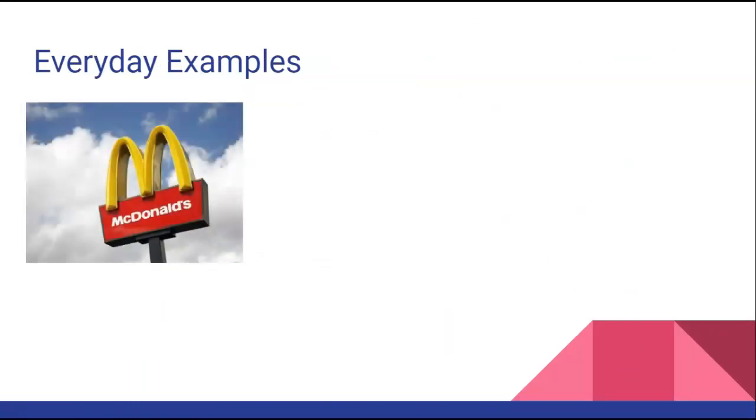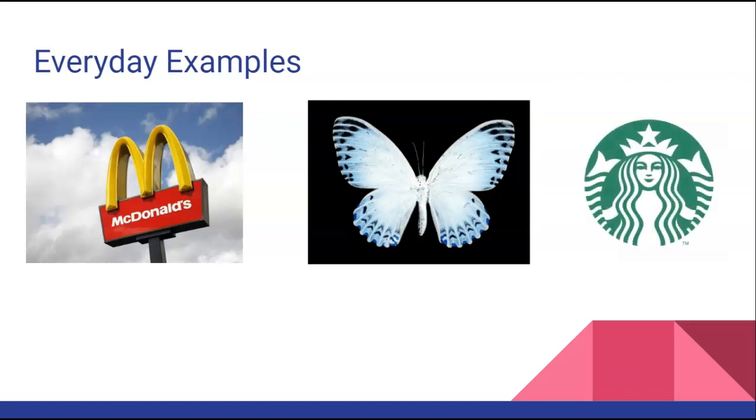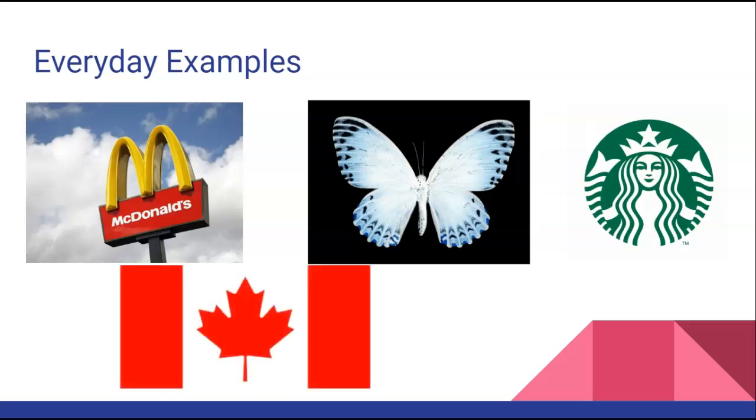Here are some examples from everyday life of symmetry. The McDonald's arches have reflection symmetry right down the middle of the M. The butterfly is the same deal, right down the middle. If we were to take the left wing and fold it onto the right wing, both halves would match up. Our Starbucks logo has reflection symmetry, top to bottom, and so does the Canadian flag.